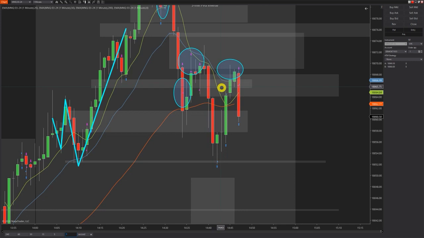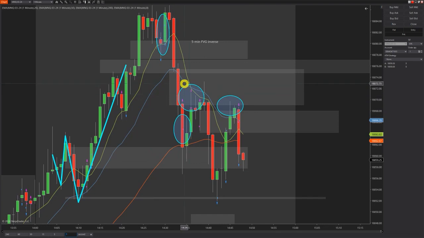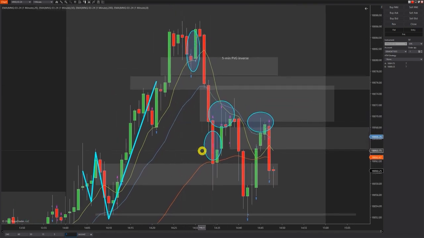Looking at the secondary entry on the second fair value gap that was created right here, that was good thinking. Fair value gap is right here based on this candle here. The first entry was based on these candles up here. It was because of displacement, creating a fair value gap, going up to that fair value gap. That was where I entered short the first time.